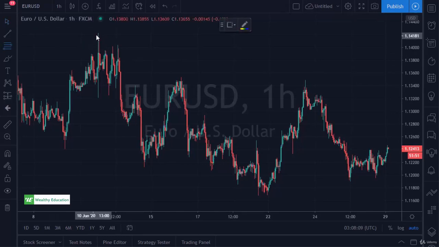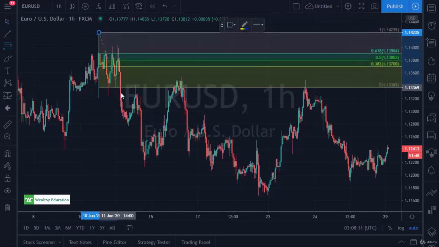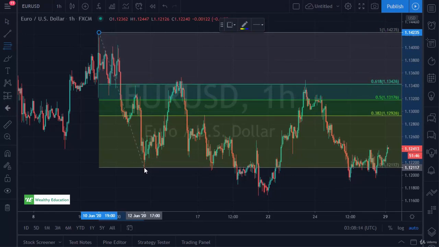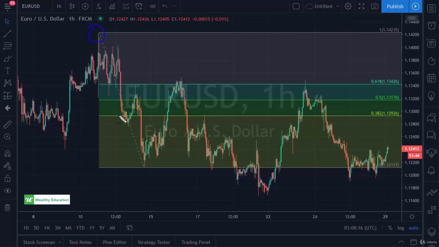So Fibonacci retracement, you click on the swing high or swing low, depending on which direction you're going, and you drag it down. So in this case, this is a swing high. And if we get down here, this is a swing low. And you'll notice that the 61.8% is where we stopped. And that's the whole idea behind Fibonacci.